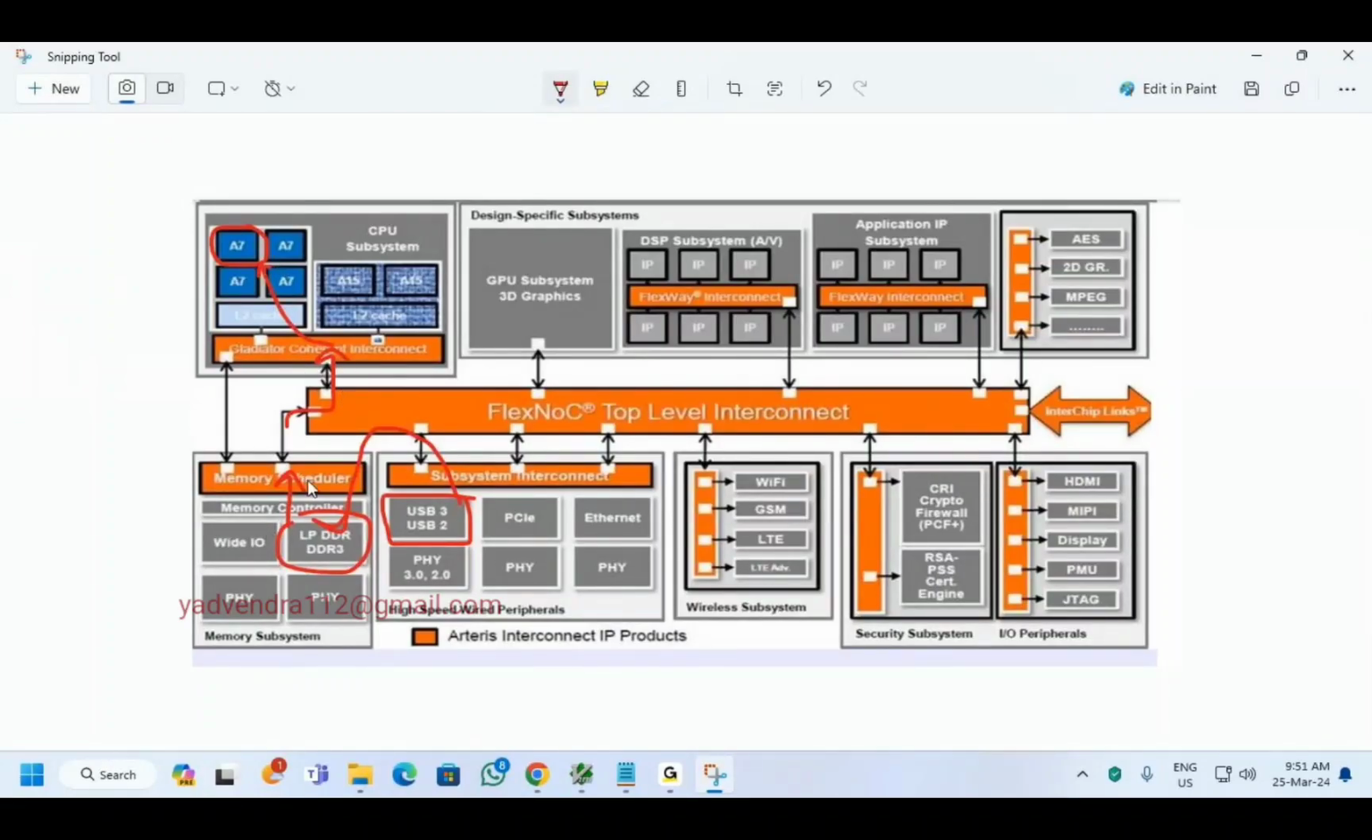Instead of moving along this path, it generally accesses this path. It is straightforward compared to the top-level interconnect. Generally, there is a direct connection between these two. So how are things going to happen? My processor won't be involved in all the data transfer. So this is the data transfer from USB to the DDR.